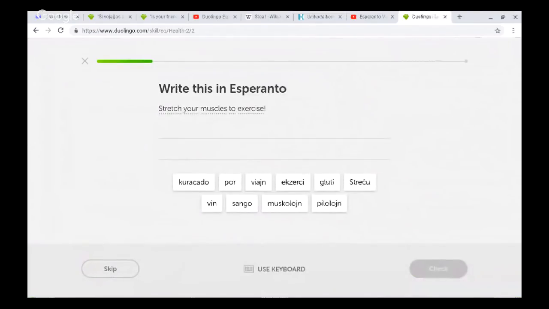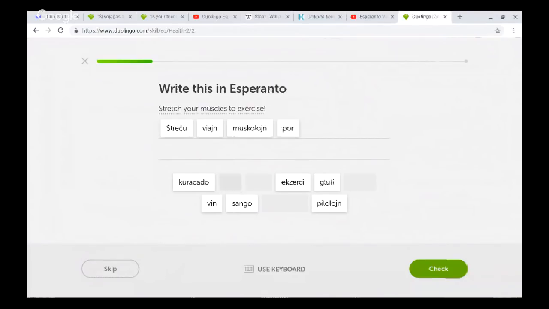Stretch your muscles to exercise. Now first, we look for the capital letter, stretcho. That's an easy one there. Your muscles. Viain muscoloin. And we need the N on there because it's the direct object. That's the thing being stretched. To exercise. Por exerci vin. So when we say stretch your muscles to exercise, we can, instead of to, say stretch your muscles in order to exercise. And whenever you can say in order to instead of simply to, then we can say por. And exerci vin. That's the other funny difference between Esperanto and English, that in Esperanto we exercise something.